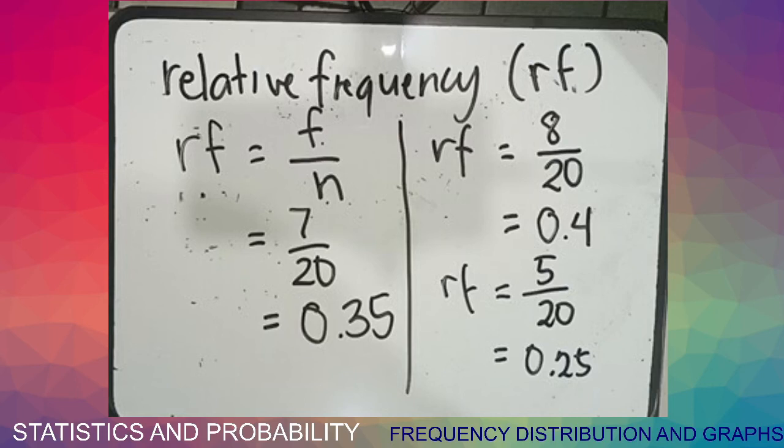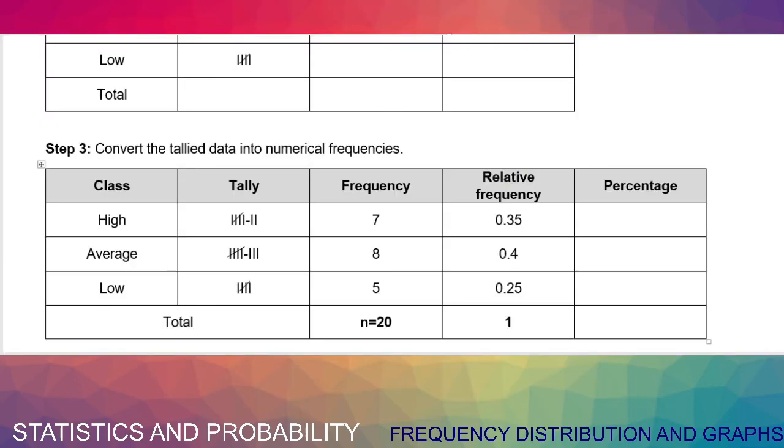Balik tayo dun sa frequency distribution table natin kanina. Okay? Nalagay na natin. Ang total ng relative frequency natin is 1. But it is optional kung ilalagay natin siya or hindi. Pwedeng hindi naman. Pag pinag-plus-plus mo yan, it is 1.